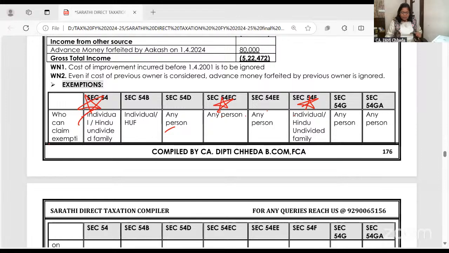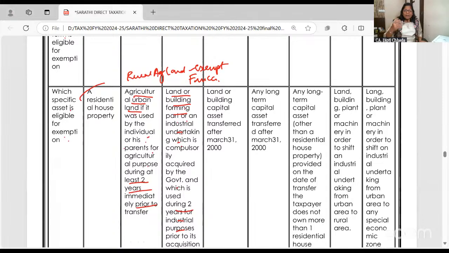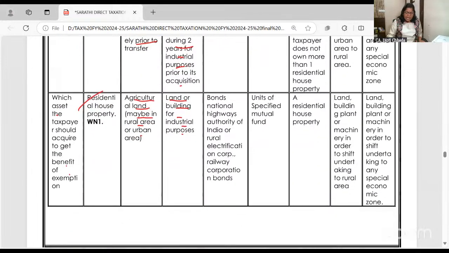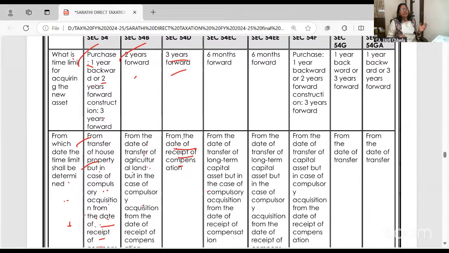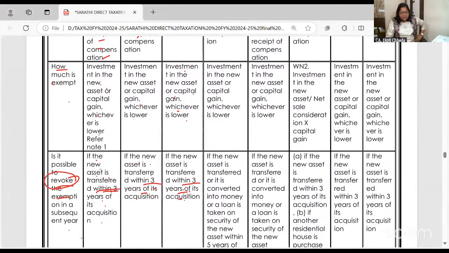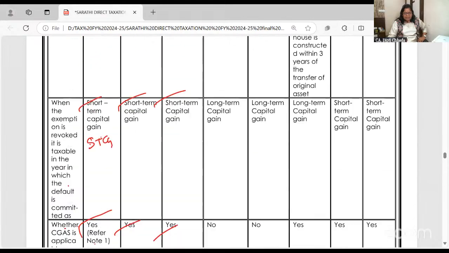Then we did 54B. Individuals and HUF, short-term and long-term, sell urban agricultural land which is used by himself or parents for 2 years for farming and buy urban or rural agricultural land. 2 years forward. Here 3 years is not there because you just have to buy the land. There's no requirement of construction, from the date of transfer of agricultural land. Investment in new asset or capital gain, whichever is lower, and that new land which you have purchased, don't sell it for 3 years. And of course, CGAS is applicable.